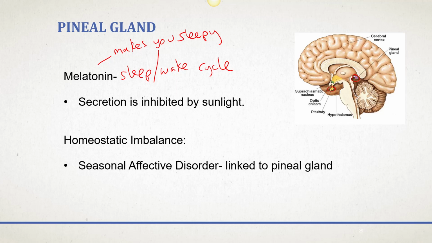A homeostatic imbalance associated with melatonin is seasonal affective disorder, called SAD. It makes you sad in the wintertime. In the wintertime, when you don't expose yourself to a lot of UV light, then you increase your melatonin production and you get sleepy a lot, and some people even get depressed in the winter time. So seasonal affective disorder has been linked to the pineal gland due to the increased production of melatonin that makes you tired in the winter time.